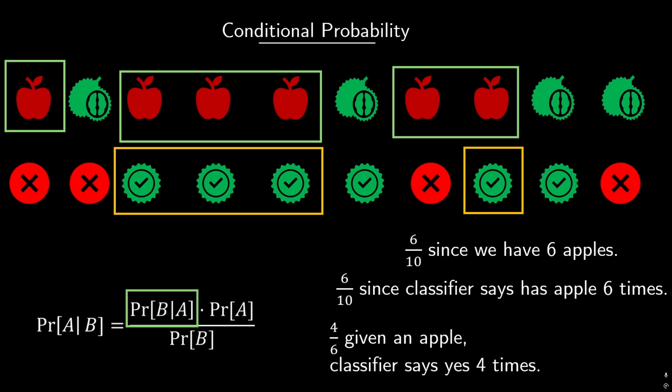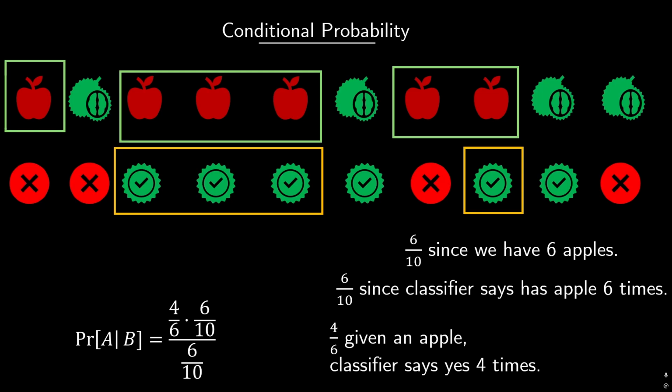Okay, so if we were to substitute these quantities in, that's 4 divided by 6 times 6 over 10 divided by 6 over 10, which actually still gets us 4 over 6. Okay, so we arrived at the same number through 2 different methods. Maybe that's a bit unsurprising, but it's an alternative way to do it.